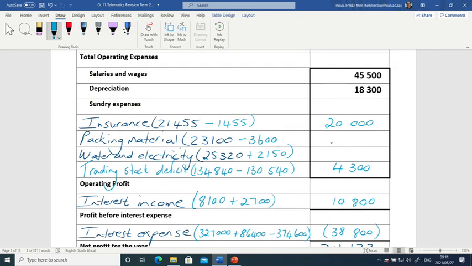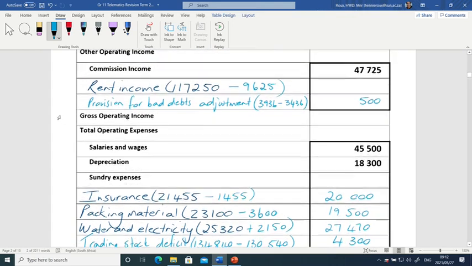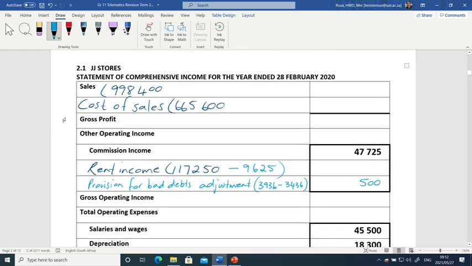Packing material, 19,500. If you do that calculation, water and electricity, 2,770. And then nothing happened to sales, so we can just copy that amount. We don't have to go back to the paper again, because we've already copied the information.